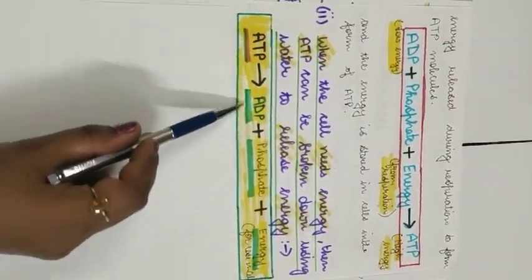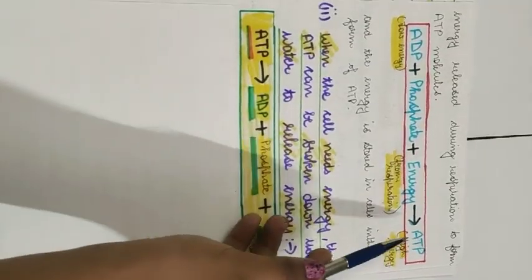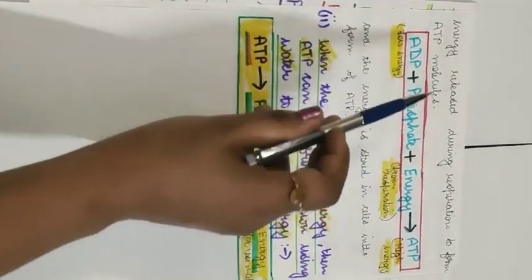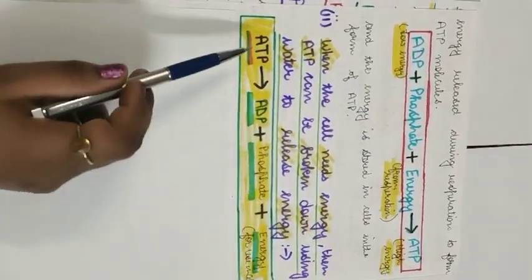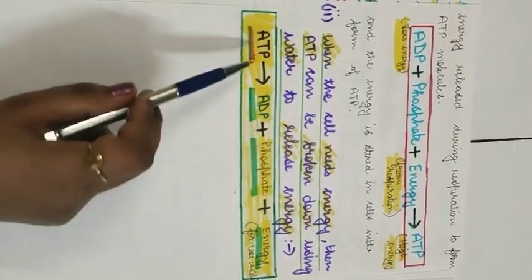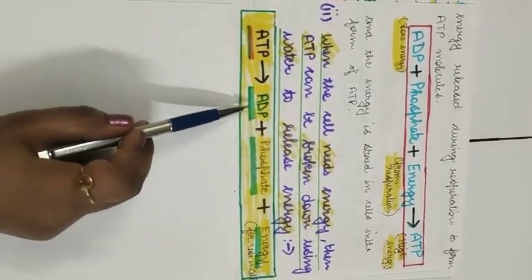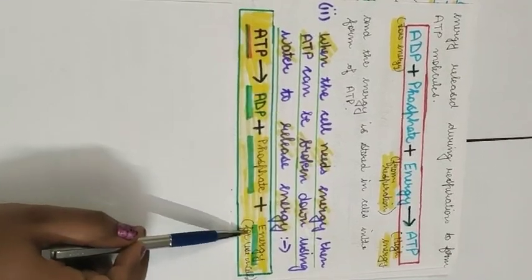If we see this reaction and that reaction, they have some similarity, like we have just reversed the reaction. Here it was ADP plus phosphate plus energy gives ATP, and here ATP gives ADP, phosphate and energy. So this ATP is broken down into ADP, phosphate and energy, which is used to do other functions.